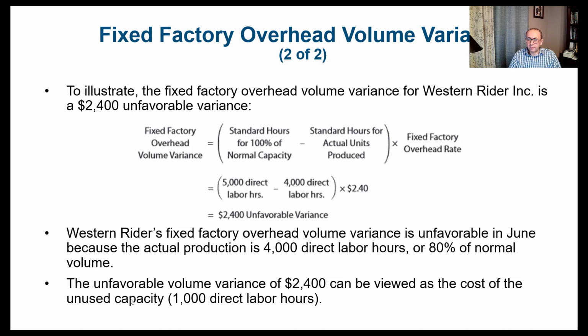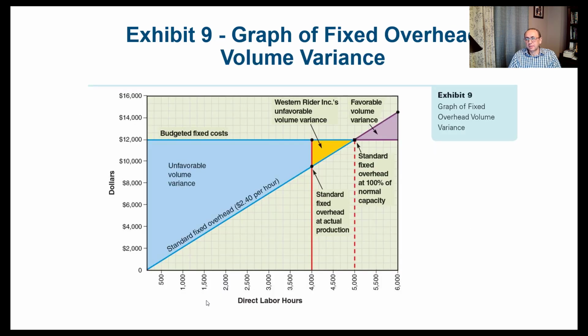So the unfavorable volume variance of 2,400 can be viewed as the cost of unused capacity, or in other words, the 1,000 direct labor hours. So let's try to visualize that. See here we have this graph where we have the direct labor hours starting from 500 all the way to 6,000, and the dollar values here starting from 2,000 all the way to 16,000.